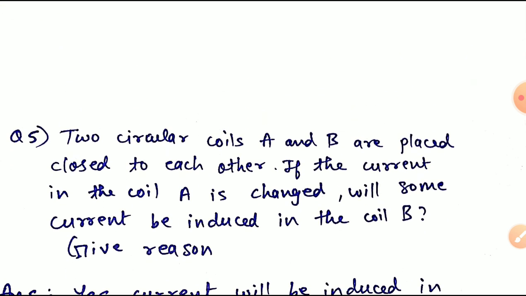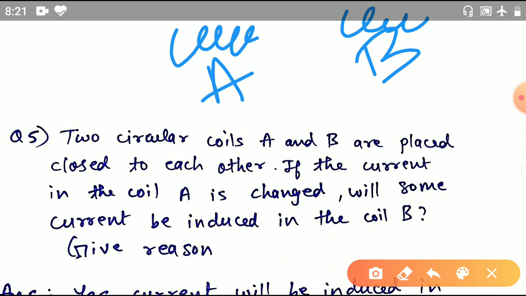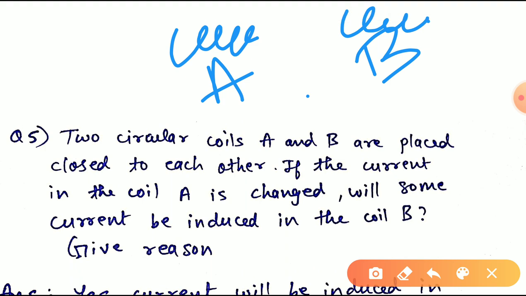Two circular coils, A and B, are placed close to each other. Suppose this is coil A, and suppose this is coil B. Two coils A and B are placed close to each other.